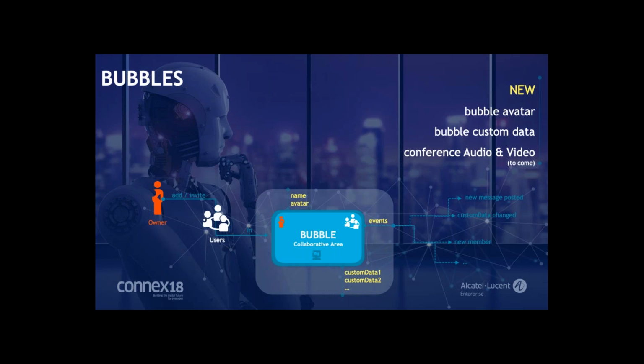And recently, we have added a method in the SDK to be able to change the avatar of the Bubble. This will allow you to customize the Bubble to your needs. And we have added the possibility to add custom data stored in that Bubble. So a Bubble can be seen as a little database that can store business information, such as, for example, a case number or a localization. Any JSON format can be stored in a Bubble.